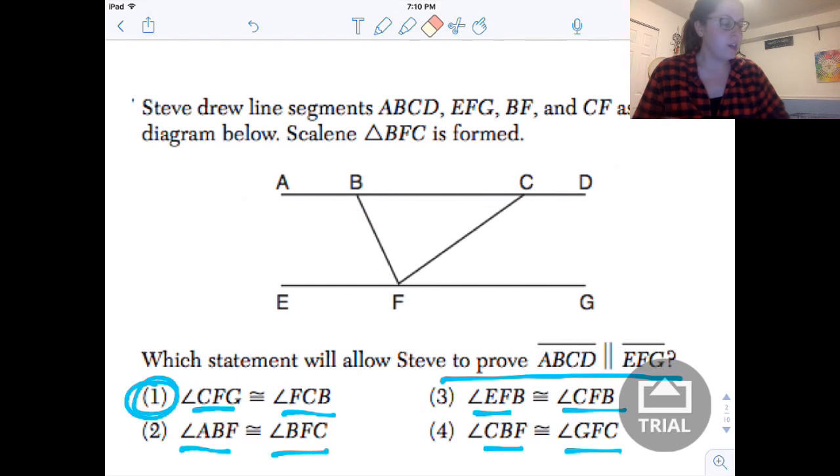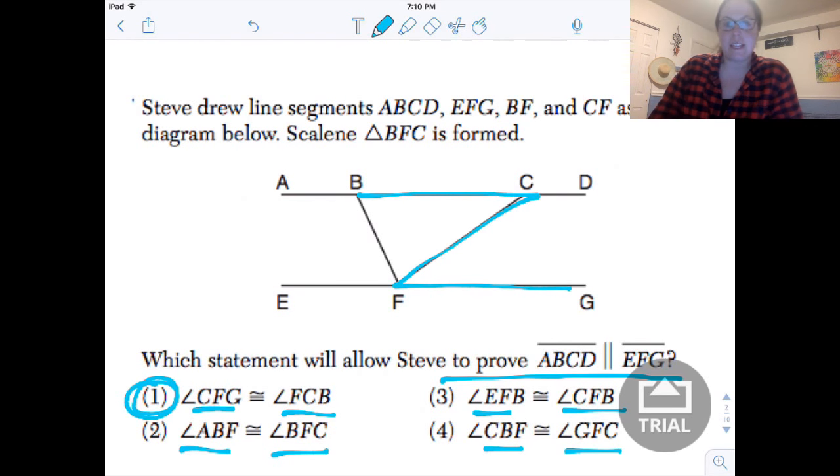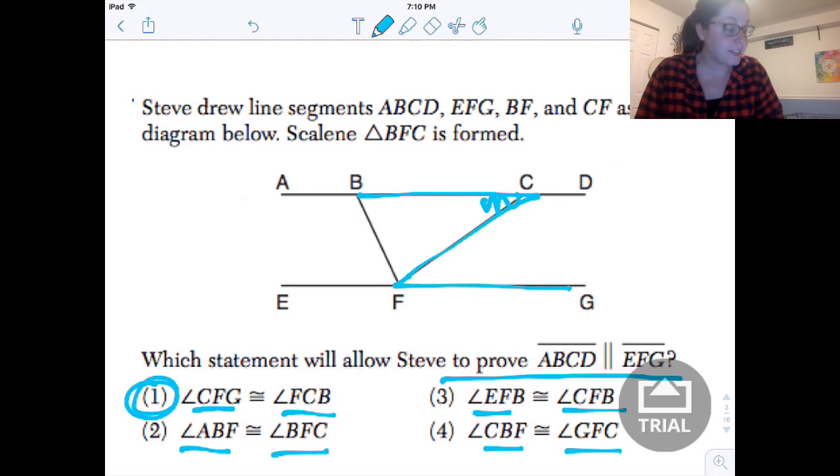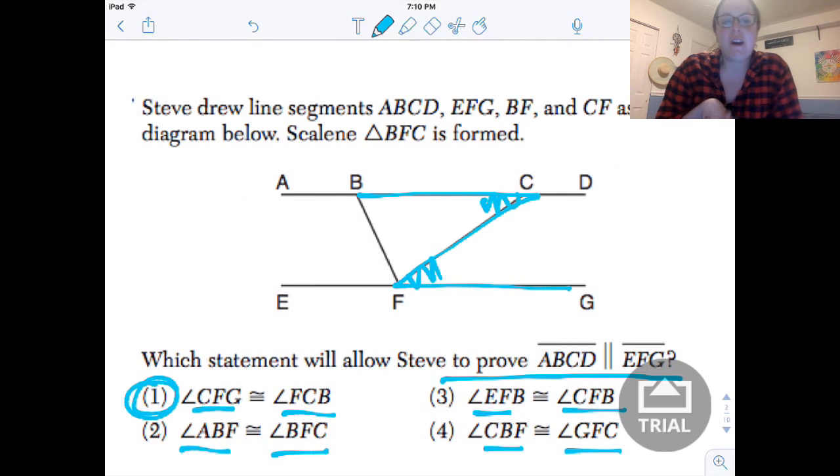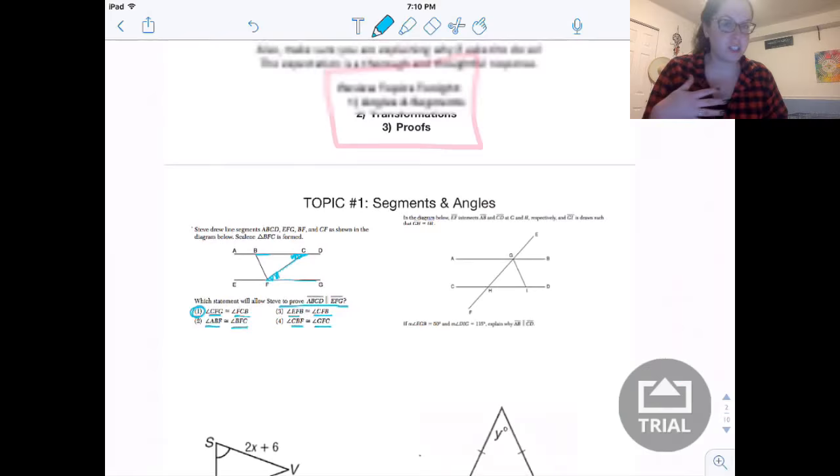So remember, you're looking for your angle pairs. Answer choice 1 gave me that Z. These are in like my armpits of the Z, right? And so those are my angle pairs. Okay. Again, if you have questions, just send them as we're going.